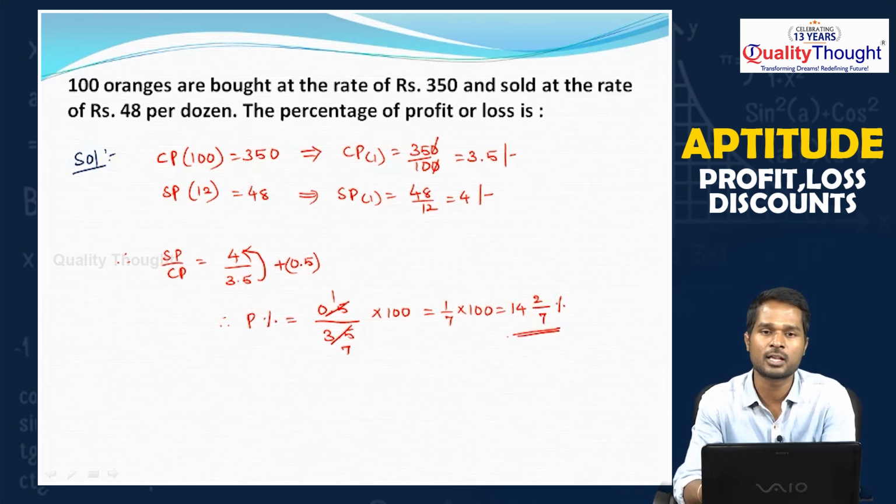So, calculate the cost price of one orange and the selling price of one orange, and compare them. When you compare, we clearly came to know that the cost price of one orange is increased by 0.5 rupees to become 4. That means on 3.5, 0.5 is increased. Whenever the value increases, you will get the profit. So, 0.5 by 3.5 into 100 will give 14 2 by 7 as the profit percentage in this case.